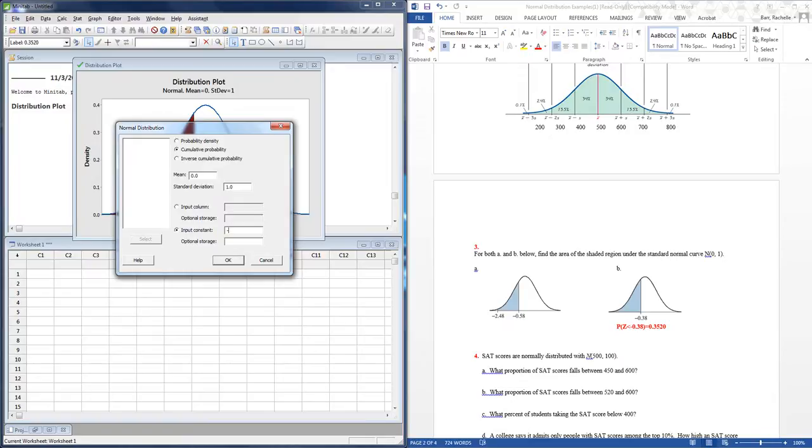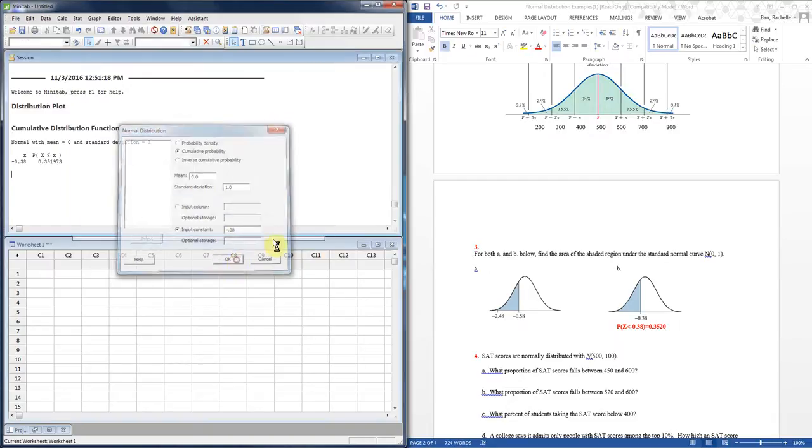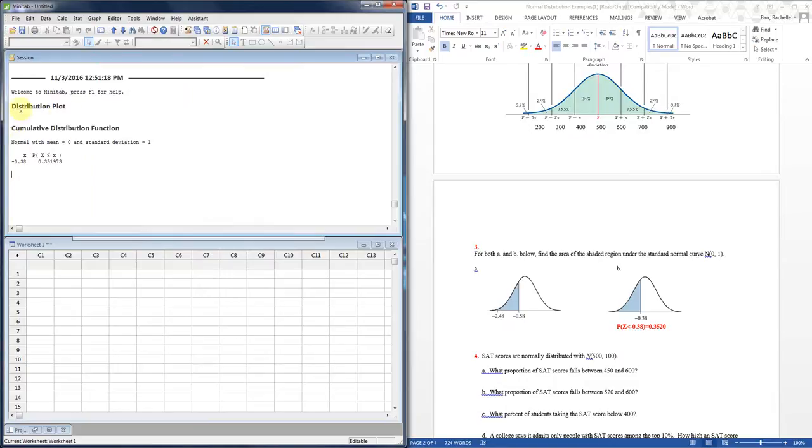So I'm going to put in negative 0.38. Notice I didn't put the 0 in this time because it won't make a difference. And if I want, I can choose to store that in a column, but I don't want to. I'm just going to get an output. Oh my gosh, I'm sorry about the yawn. If you hit OK, then in your session window, what shows up is the actual probability.